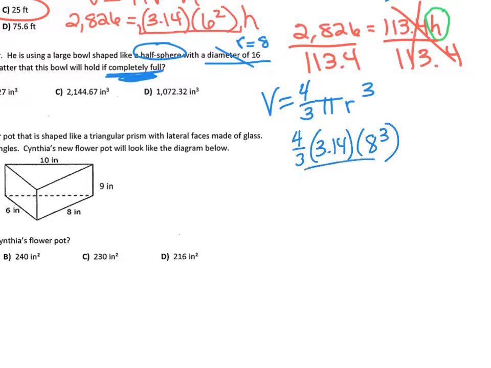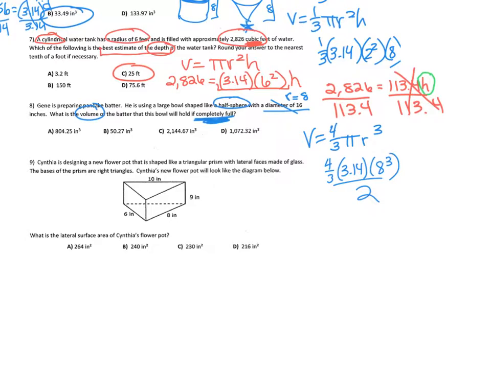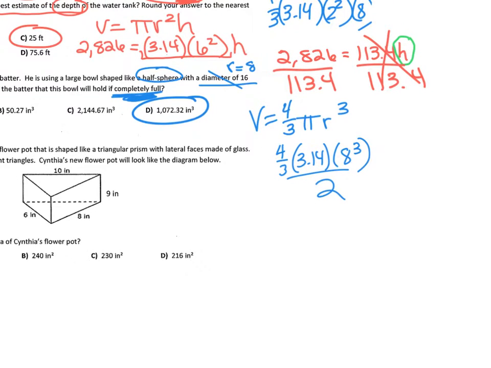And then you divide it by 2. Why did you put 2 down there? Because it's a half sphere. So this formula is just for a full-on sphere like a basketball. But they are talking about a bowl. So that's half of a sphere. So it would be half of that.